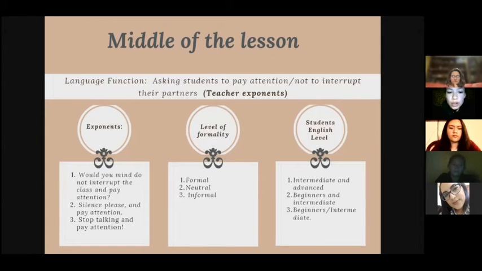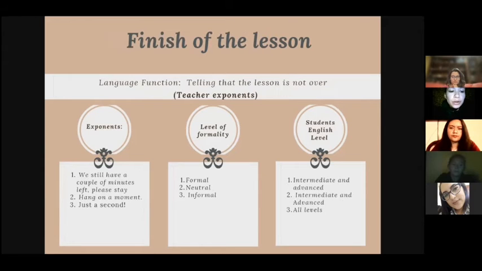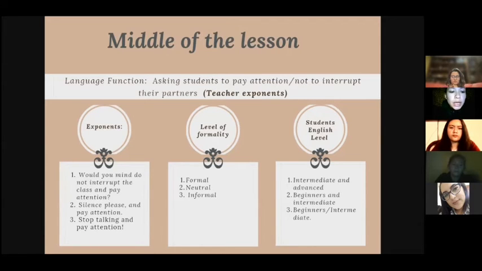It has a neutral level of formality and it is used for beginners and intermediate student English levels. Finally, we have stop talking and pay attention. It has an informal level of formality and it is used for beginners and intermediate student English level.